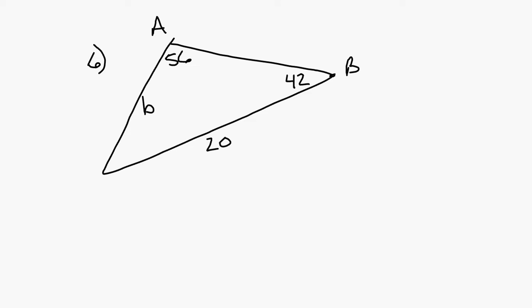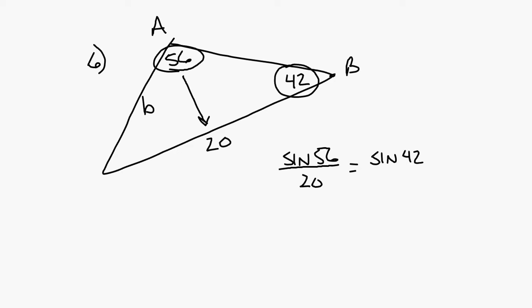So again, it's a law of sines problem, which states that the sine of an angle, so sine of 56, divided by its opposite side, which is 20, equals the sine of an angle, sine 42, over its opposite side, which is b, what you're trying to find. You can crisscross multiply now. So b times sine 56 equals 20 times sine 42.